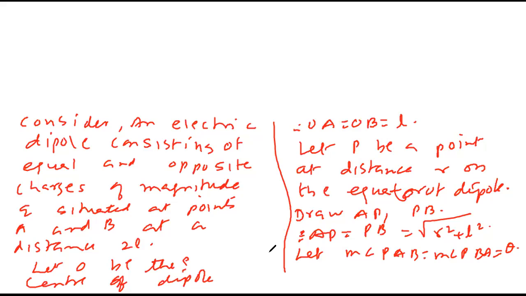Yeah, done. Done, sir. Now intensity due to negative charge, positive charge, resultant. I'm now completing till end.